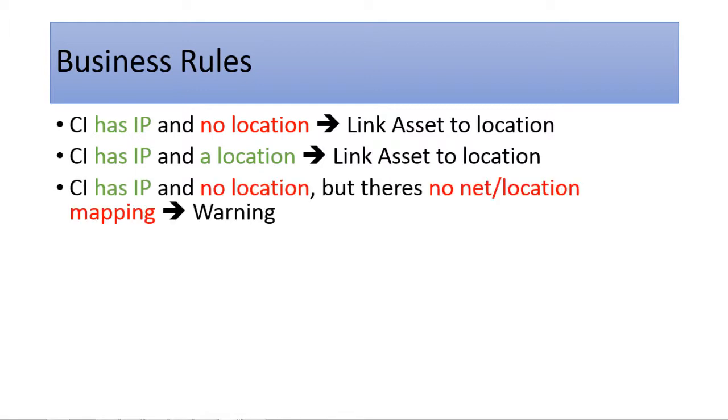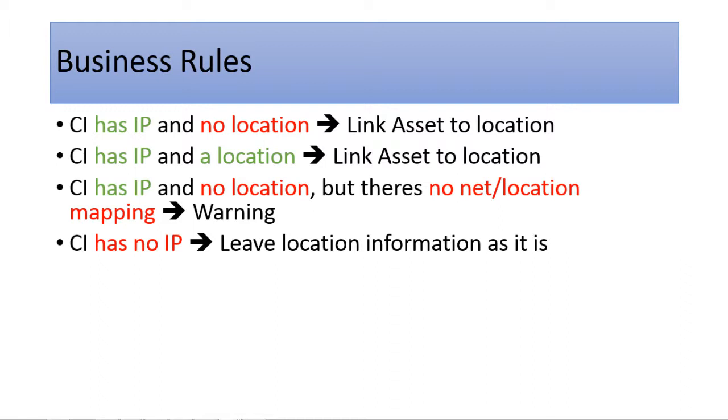The third situation is we have a CI with an IP address. It has no location, but there is no location for this particular network of this CI. So this needs a manual intervention. So we do a warning, and somebody needs to take care. Why is there an IP segment with no location information?